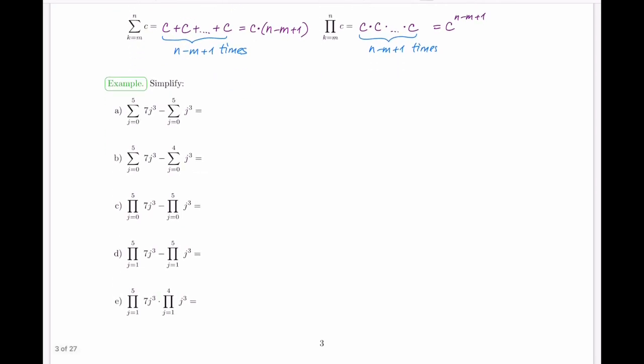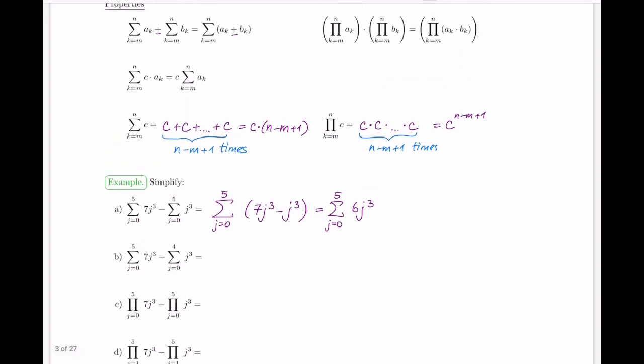So what I can do then is have the sum with their common beginning index and their common final index of 7j cubed minus j cubed. Now, I can simplify this further still, right? Because, well, 7j cubed minus j cubed, that's just combining similar terms. So this is the sum from 0 to 5 of 6j cubed. Excellent.